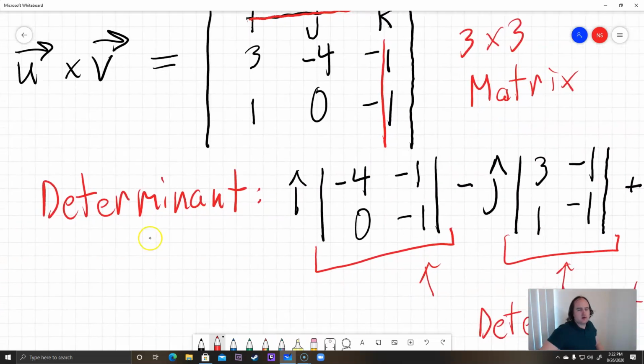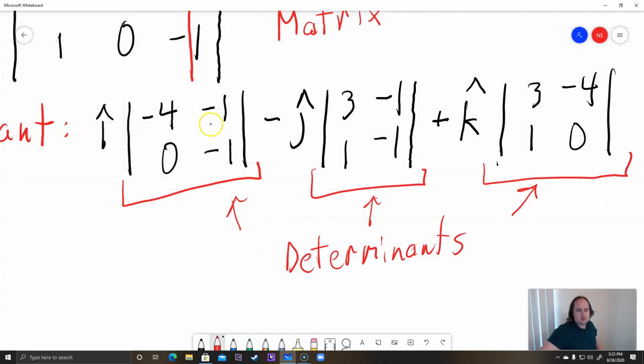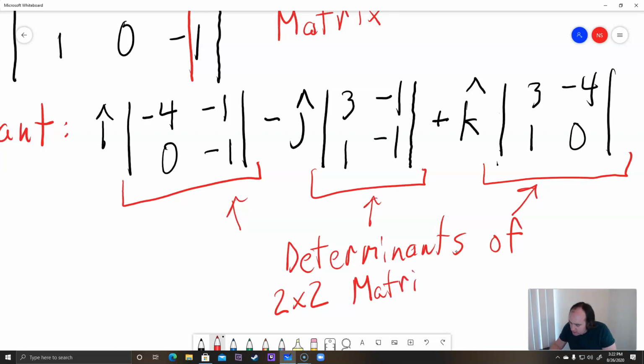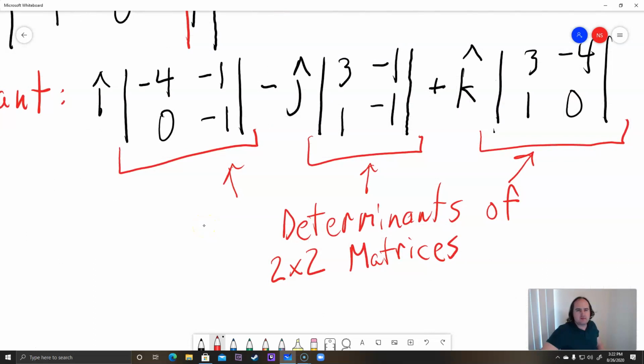And we took the determinant of the 3x3, which basically means we broke it up into 3 different determinants of 2x2s. Each of these are 2x2 matrices. Okay, so these are determinants of 2x2 matrices. And matrices is the plural of matrix. Okay? And then how do you take the determinant of a 2x2? That's the big thing that we haven't talked about yet. Well, it turns out there's actually a nice formula for it.